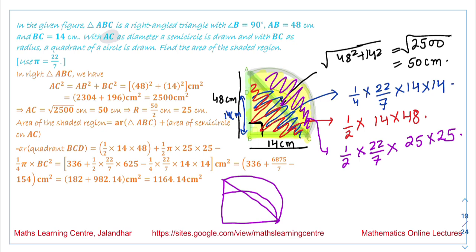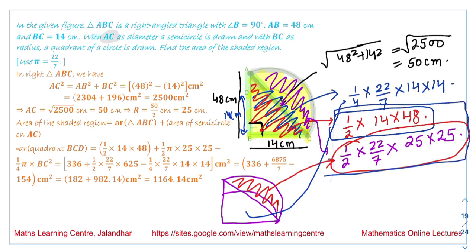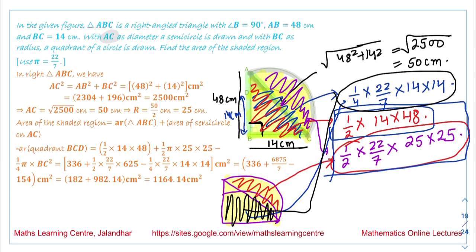We have calculated the area of this portion, and we have calculated the area of the triangle. So the total area of this whole figure we will get by adding these two values. Now we subtract the area of this sector, which we have calculated by using this formula. So we are having three values.